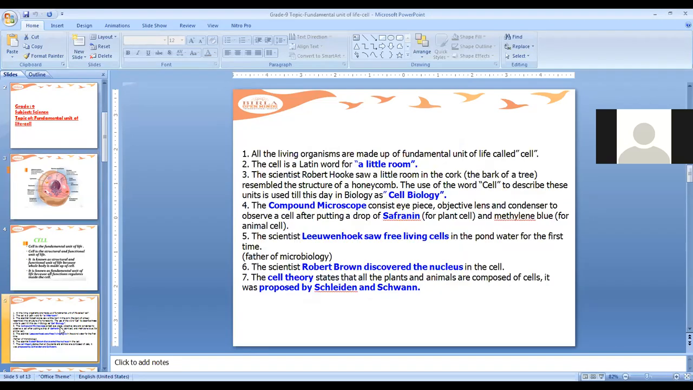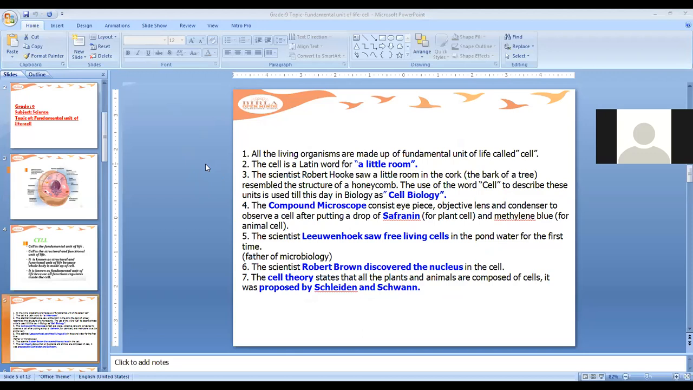Yes, it is called the brain of the cell, ma'am. Okay. Ma'am, can you repeat the question? Robert Brown has discovered the nucleus in the cell. You all know where the nucleus is present. Can you tell me what are the functions of this nucleus? What does this nucleus perform? What is the importance of this nucleus inside the cell?